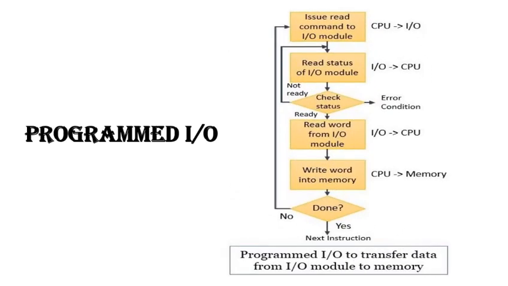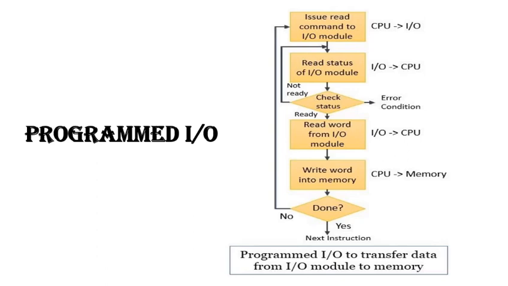So basically this is a flowchart showing the flow of programmed I/O. Firstly the CPU issues a read command to the I/O module. It then checks for the read status of the I/O module. If the status is not ready, then it keeps on issuing read commands to the I/O module until it receives the status as ready. When it receives the status as ready, it reads the word from the I/O module and then writes the same word into memory.